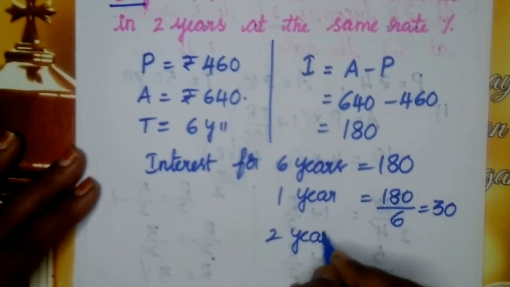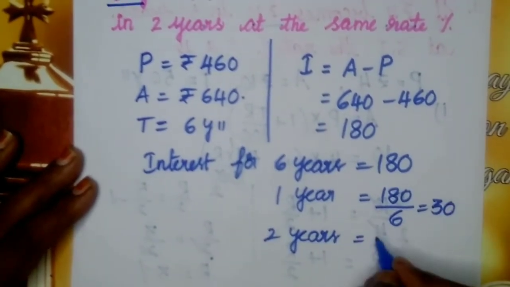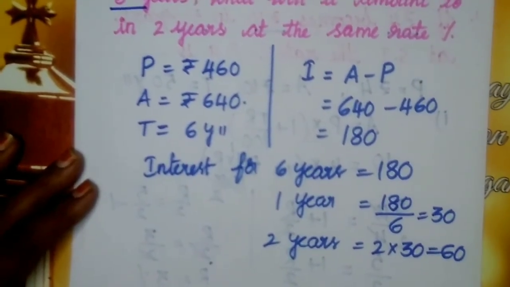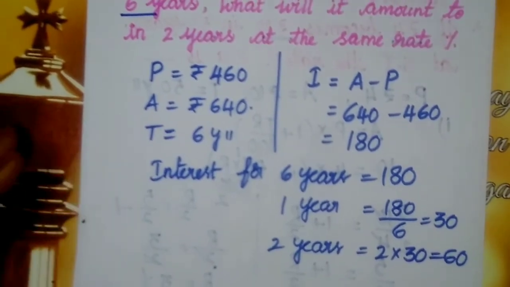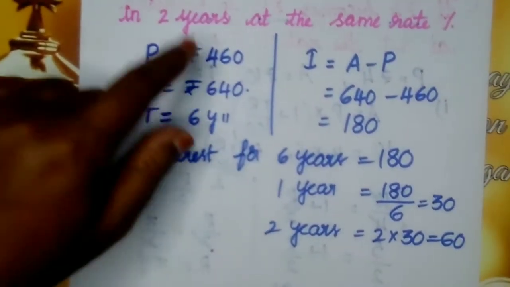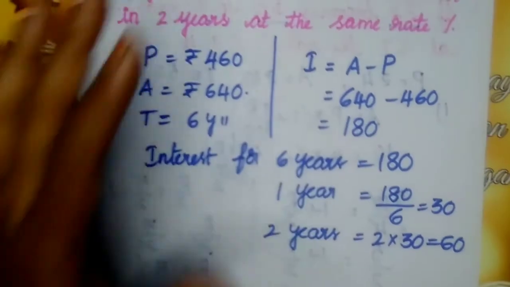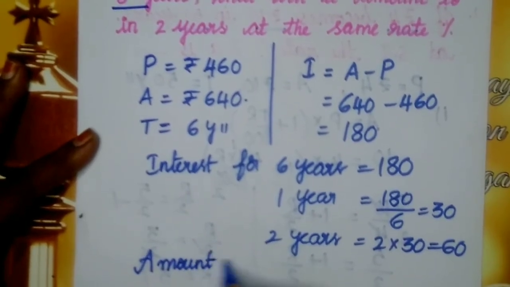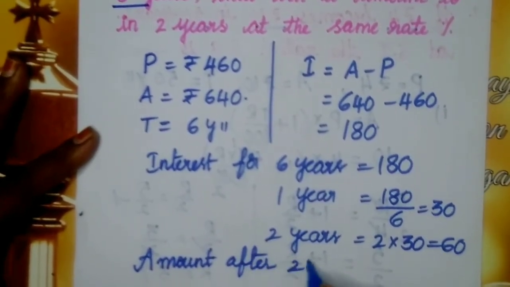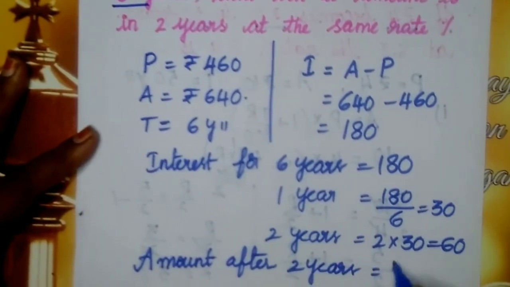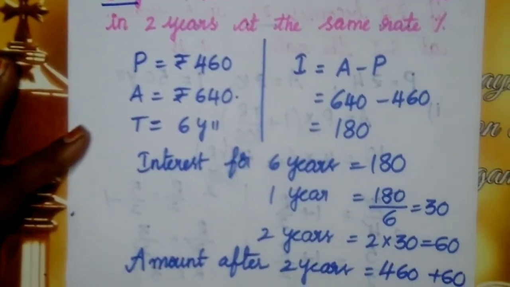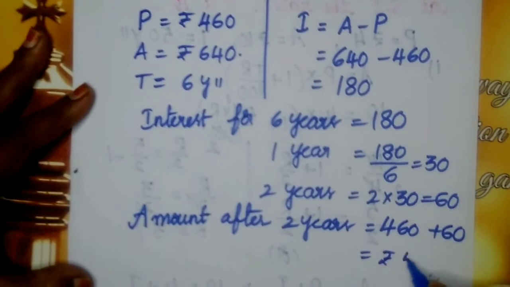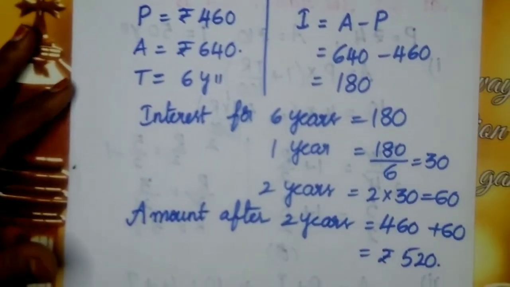Now from this we can calculate for 2 years. For 1 year it is 30, so 2 years means 2 thirties are 60. This is the interest for 2 years. Why are we calculating the interest? Because we already have the principal 460 with us. By adding this principal and interest, you will get the amount after 2 years. So the amount after 2 years equals 460 plus 60, which is rupees 520.